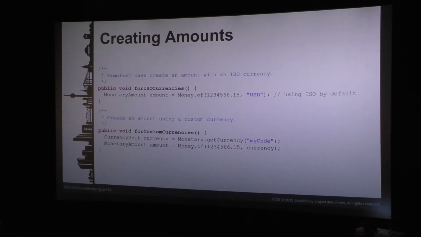Then I use only API artifacts, which in the back, through the SPIs, define which actual amount implementation is used. More simple is to use the reference implementation classes, but I then have a dependency on the reference implementation. But then it's more simple. I can simply say Money.of, a number and, for example, the currency code, and I get the amount out.